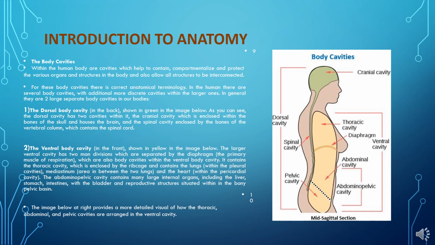The abdominopelvic cavity contains many large internal organs, including the liver, stomach, and intestines, with the bladder and reproductive structures situated within the bony pelvic basin. The image below at right provides a more detailed visual of how the thoracic, abdominal, and pelvic cavities are arranged in the ventral cavity.